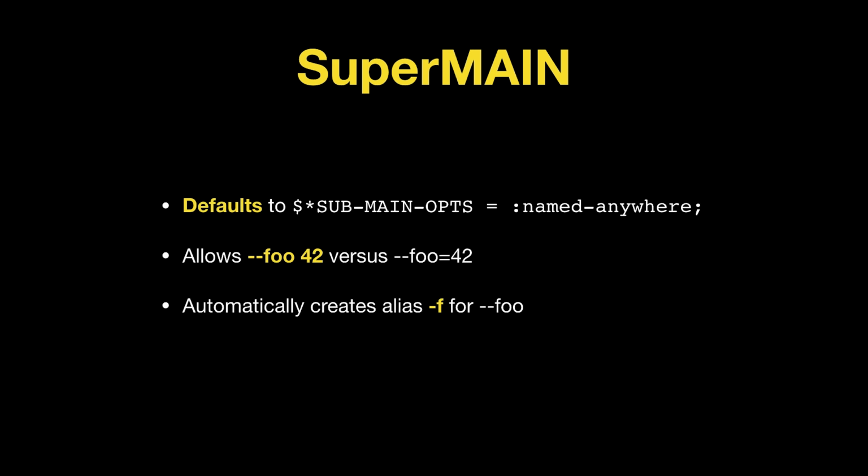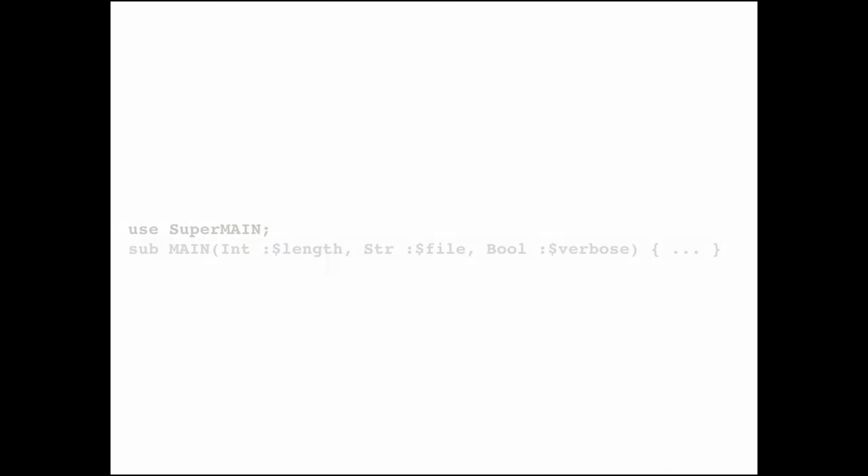It automatically creates an alias for you if you have a long named option. So for --foo, you can also say -f. You can find it here, SuperMAIN, or you can just install it with Zef by saying zef install SuperMAIN. And what do you need to do after that? Well, use the module and everything will be done according to the features that I just described.